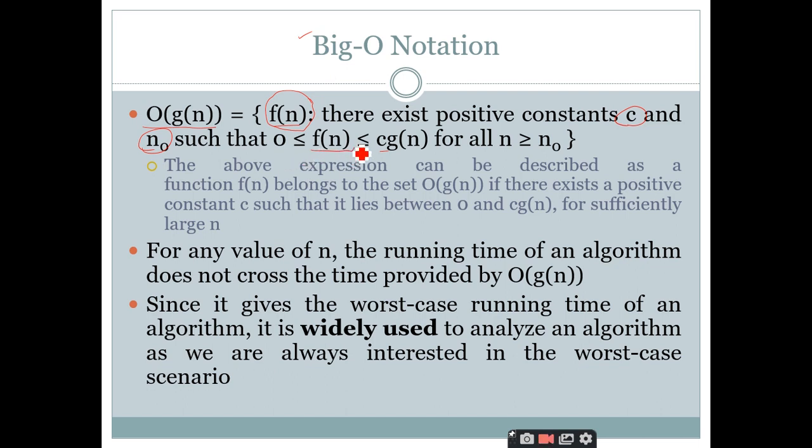So f of n, where is it lying? The f of n lies between 0 and c into g of n. This is called the upper bound. So by this formula you can see that this f of n cannot go beyond this c into g of n. So that is the reason why we are calling it the upper bound. Is it clear?